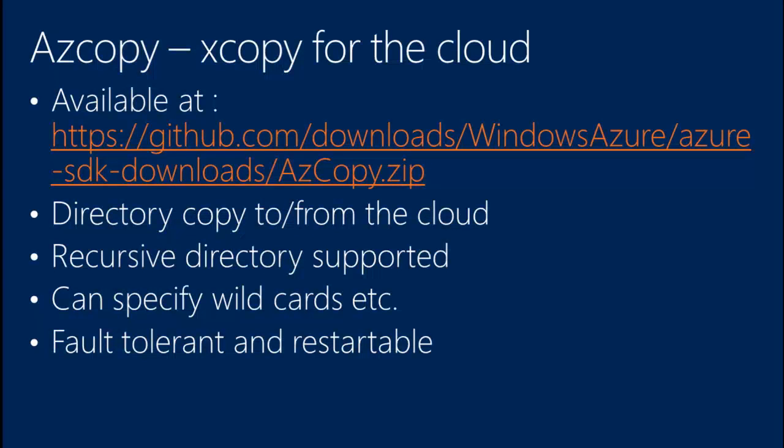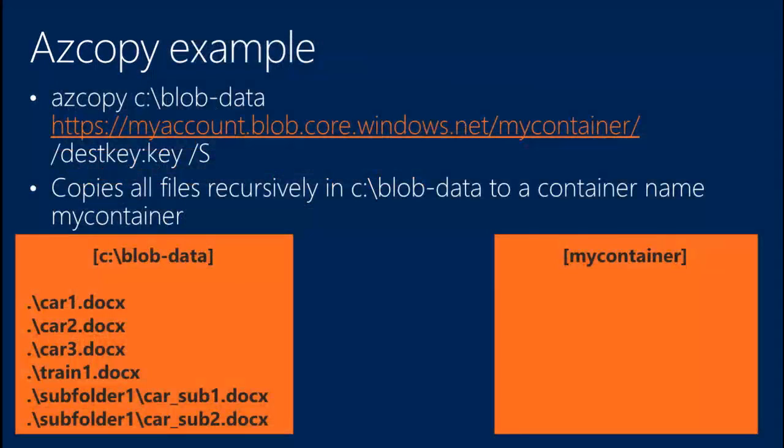With AzCopy, literally you can say, here's my directory, I want to be recursive, here's where I want to send it, here's my key. It'll do all that for you. It'll do parallelism and fault tolerance and things right there out of the box. You can specify wildcards for certain types of files and things like that.